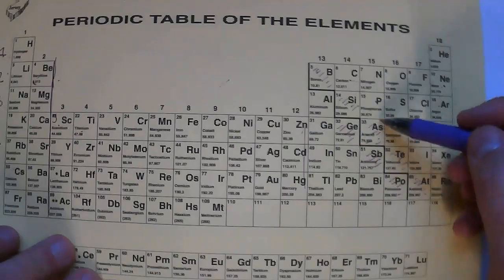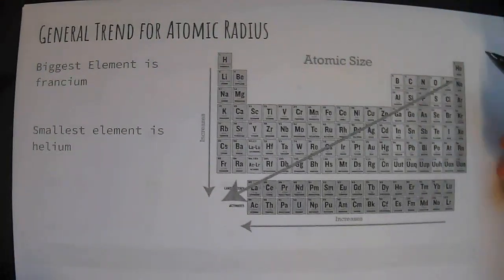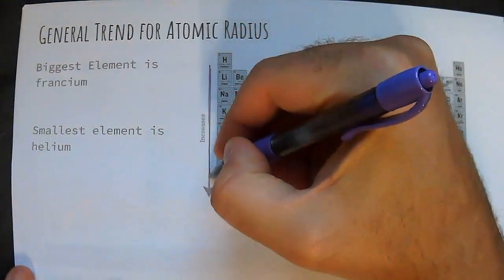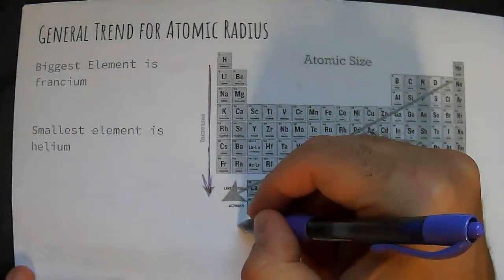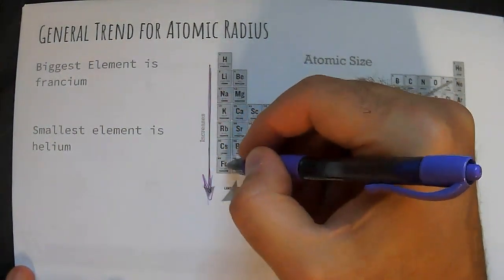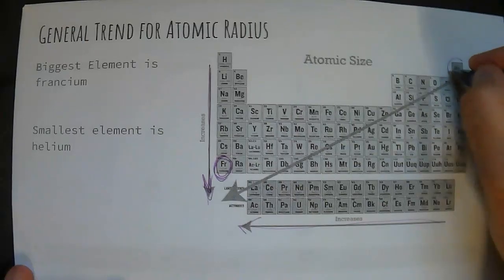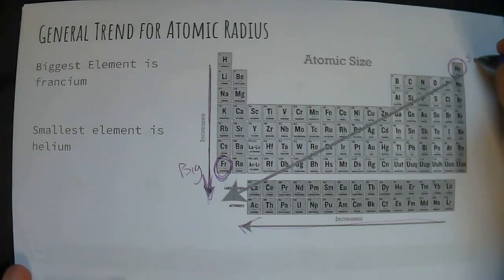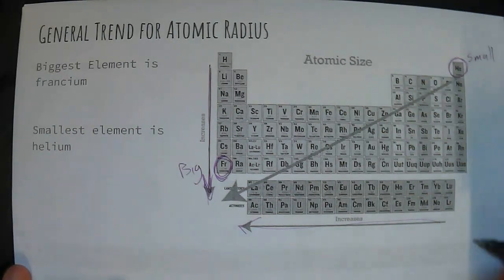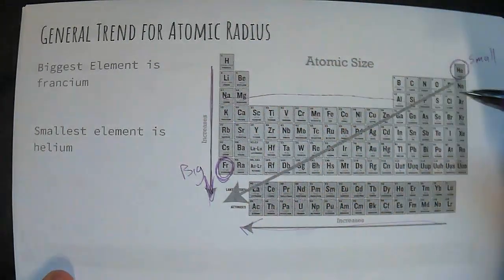Next, the choices are arsenic and the others, and it looks like arsenic is it. Now the general trend for atomic radius, and we did this, right? The further down we go, the bigger it is. And the further to the left it goes, the bigger it is. So the element in the bottom left-hand corner of the periodic table is francium, and the one in the upper right-hand corner is helium. So francium is big, and helium is small.